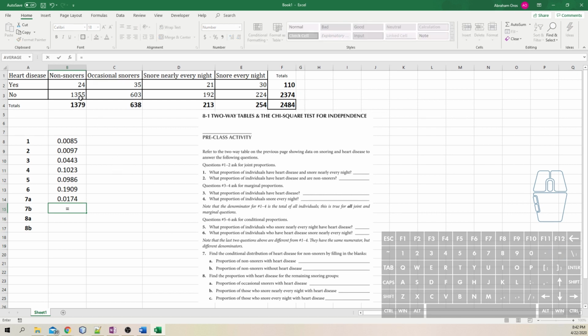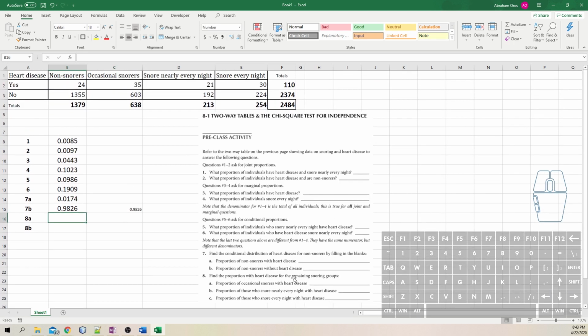Okay, so we can either take this and divide it by 1379, or because we know it's the remainder of them, you could have said 1 minus this proportion for that same value. Okay, so just two different ways to get to that same answer.